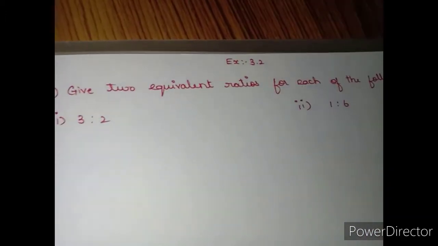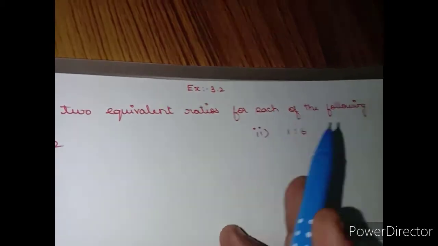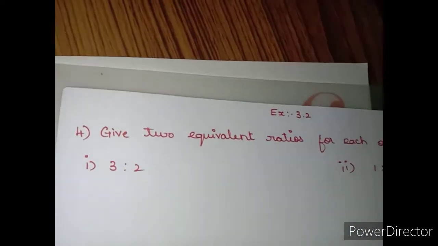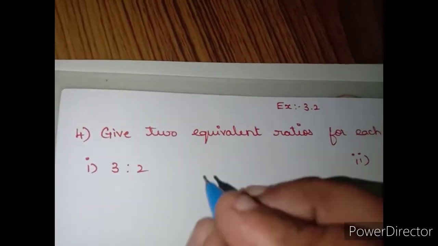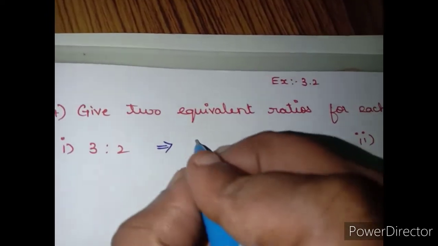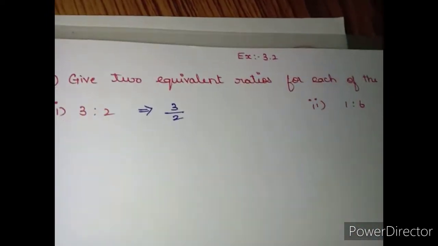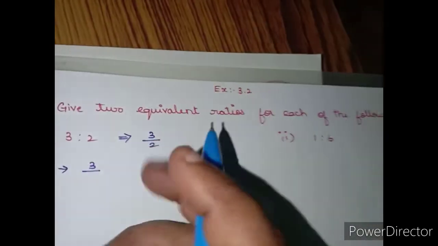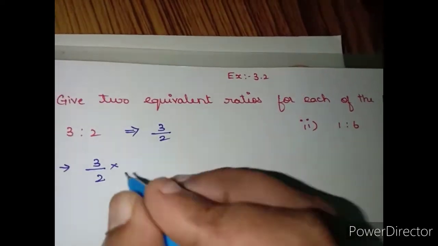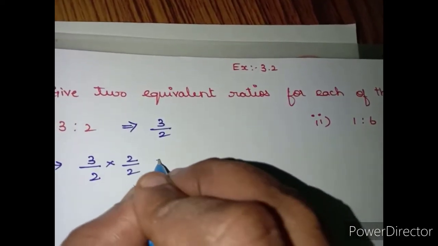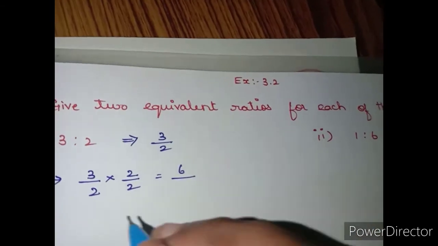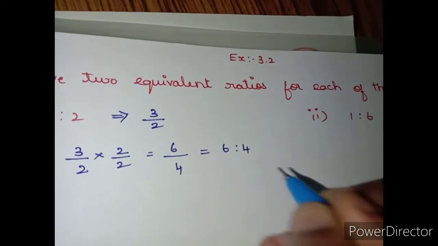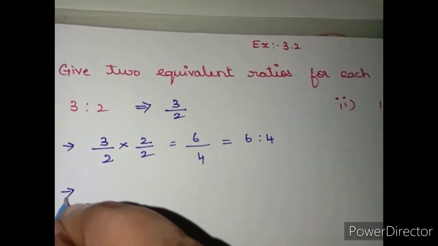Okay, see this. As I told you, give two equivalent ratios for each of the following. The first one is 3:2. So, what is the first thing we should do? We should convert this into fraction form. So, 3/2. First we'll multiply with 2. 3/2 into 2/2. 3 2s are 6, 2 2s are 4. So, that can be written as 6:4.